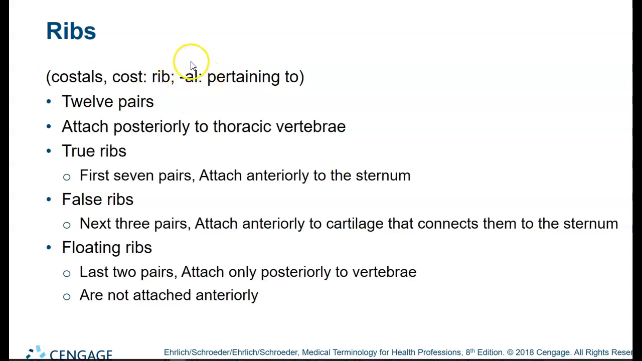So we remember, we start at the suffix and then we go back to the beginning of the word and then define that. So AL means pertaining to, costo is ribs. So all I would want you to say is pertaining to the ribs as your answer.